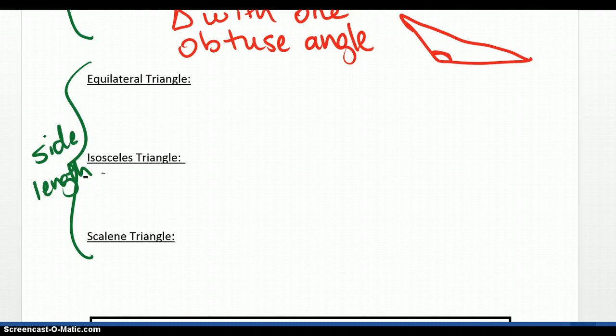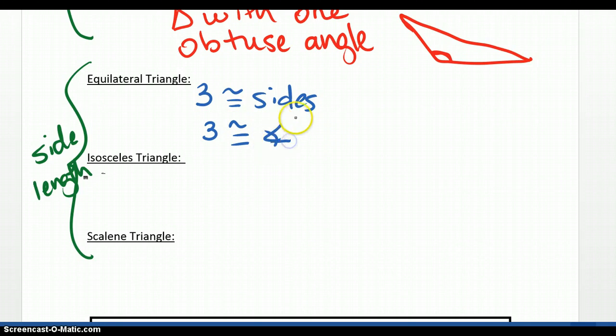Okay, so an equilateral triangle, so the root word, if you think of equal, what do you know about an equilateral triangle? It has three equal sides, or three congruent sides, and three congruent angles. As you can see, I have little note-taking shortcuts. So all three sides have to be the exact same length, and we're going to show that by putting little marks through all three sides. And then all three angles are the same. So I'm going to put one angle mark through each of those.